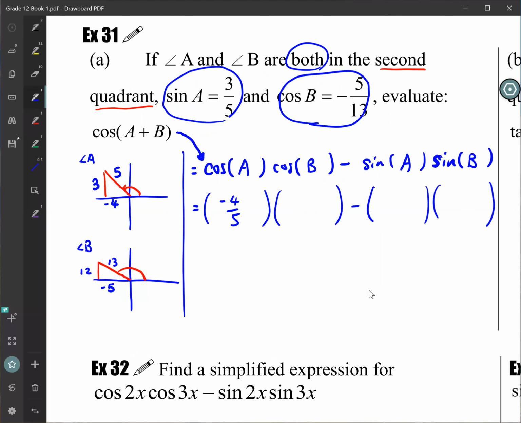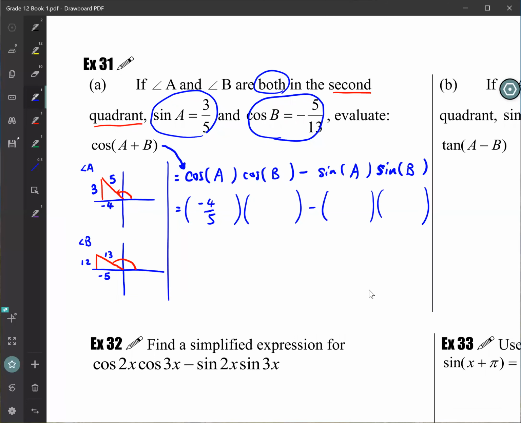Okay, so let's look at cosine B. Cindy, what is cosine B then? Is it just -5/13? Yeah, very good. So you look at the picture for B, right? And sine A, what is sine A? Kelly? 3 over 5. Yeah, 3 over 5. All right, sine B. Samantha, what is sine B? 12/13. Yep, 12 over 13, opposite over hypotenuse.